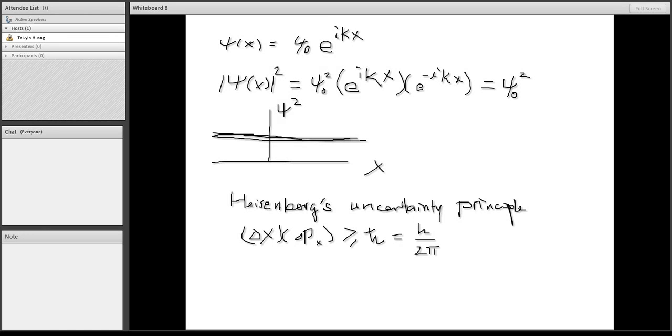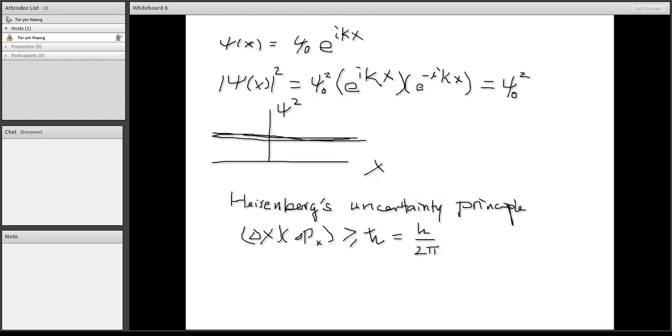If you go up to three dimensions, then you have delta y times delta p sub y that has to be greater than h bar, or delta z times delta p sub z that has to be greater than h bar. So in other words, the product will be the uncertainty of the position in that direction times the uncertainty of the momentum in that direction. You do not have a term that's delta x times delta p sub y, or delta x times delta p sub z. It has to be in the same direction.